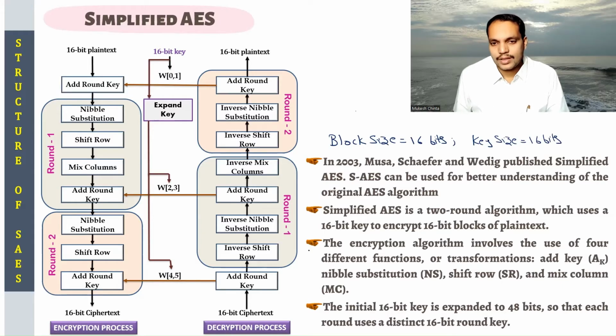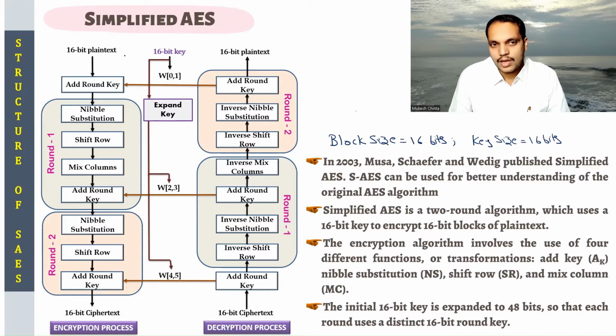The encryption algorithm involves the use of 4 different functions or transformations. The first one is add round key, and then nibble substitution, shift row, and mix column operations. We will see each one of these operations individually, and we will do a numerical example also to have a better understanding of how these things work.